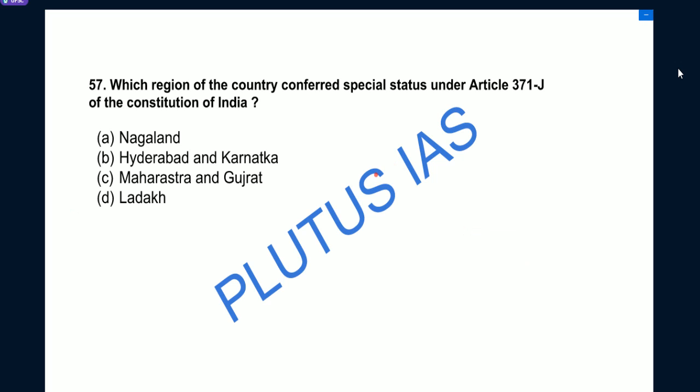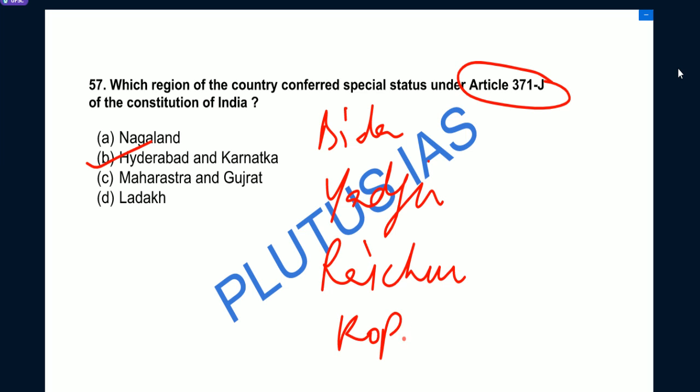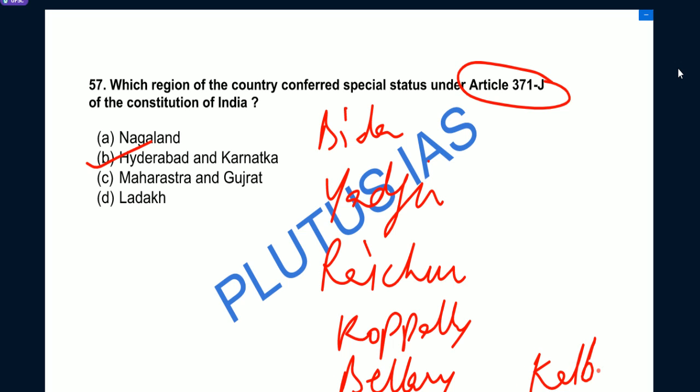So A would be the correct answer to this question. Which region of the country is conferred special status under Article 371J? So Article 371J के लिए कौन सा एरिया है? Hyderabad Karnataka. In this region, there are a total of 6 districts. One is Bidar, Yadgir, Raichur, Koppal, Bellary, and Kalburgi. These are the districts present in this region, and this region is the second largest arid region of India as it lies in the rain shadow area of the Western Ghats.